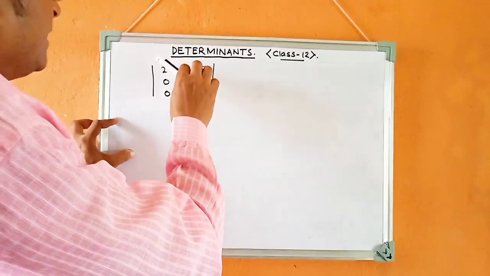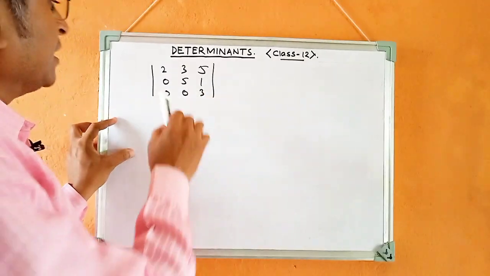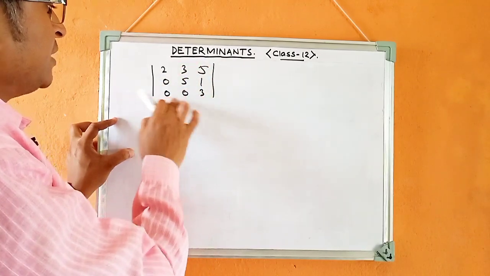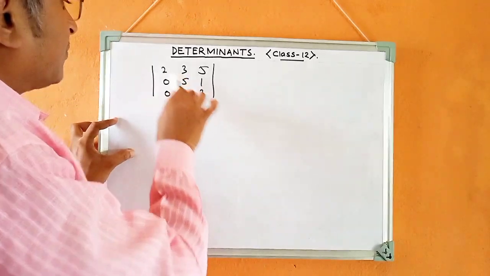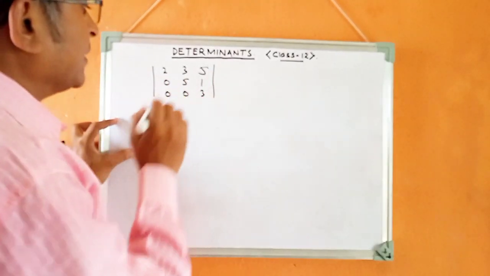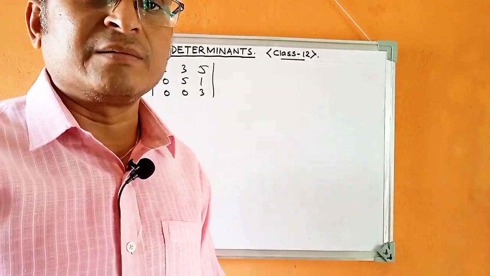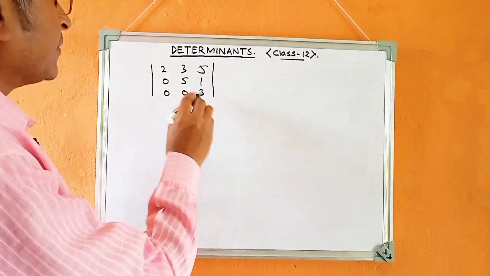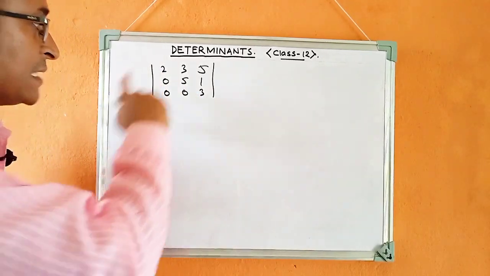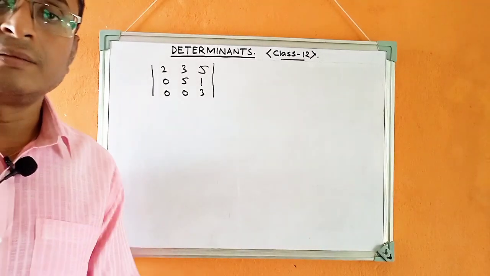Look, all the elements on one side of the principal diagonal are 0. Here, on the below side, 1, 2, 3, all the elements are 0. So the answer is the product of the elements of the principal diagonal, that means 2 into 5 into 3, that is 30. The answer of this determinant equals 30. Now come to the third property.